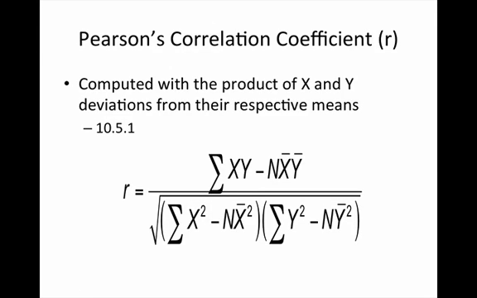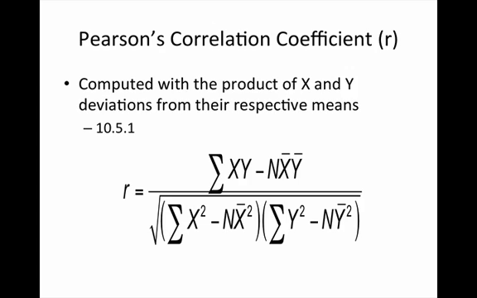Now, Pearson's correlation coefficient is an index of the extent to which two variables, x and y, that are measured on a continuous scale relate to each other. So this is the correlation coefficient that we can describe in terms of magnitude, which gives us an indication of the strength of the relationship, as well as valence, which gives us an indication of the direction of the relationship. And we compute the correlation coefficient with the product of the x and y deviations from their respective means.